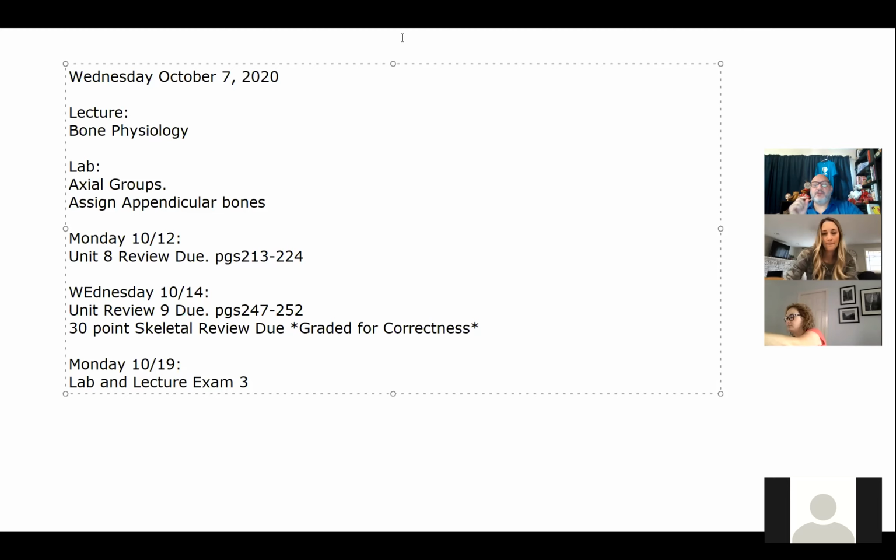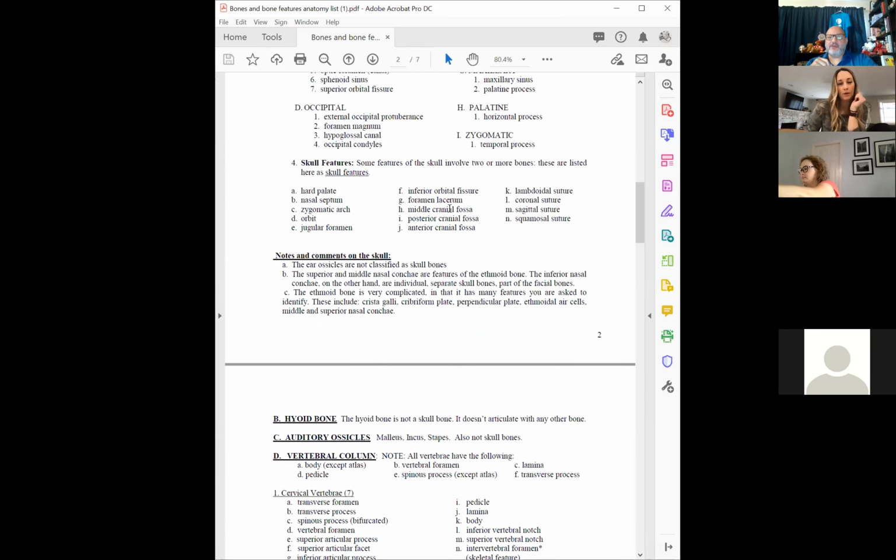Where I want to pick up though is where we left off last time. Last time we were working our way through our lists of bones and bone features, and we had done that for the skull, but we hadn't had a chance to finish the skull features. So I want to pick up where we left off on that, and then we'll go into lecture and go from there. All right, so any questions before we dive into this?